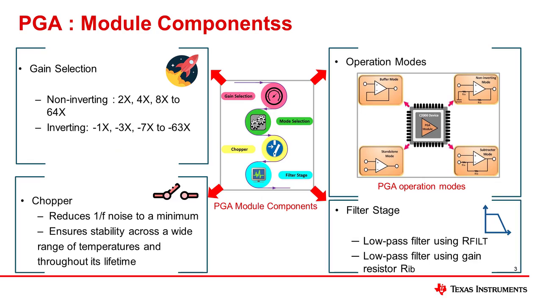There are 4 main stages in the PGA module for signal conditioning. Gain selection stage provides different values of gains based on the operation modes. It offers 2x to 64x gain in non-inverting mode, and -1 to 63x in inverting mode. The mode selection stage provides different operation modes, including buffer mode, non-inverting mode, subtractor mode, and standalone mode. The chopper stage reduces 1/f noise and ensures performance stability of the module across a wide range of temperature and throughout its lifetime. Filter stage enables removing high-frequency noises due to the power circuit switching.